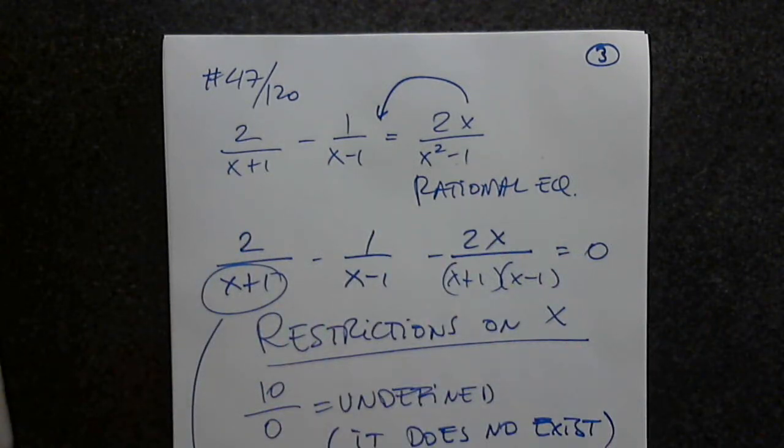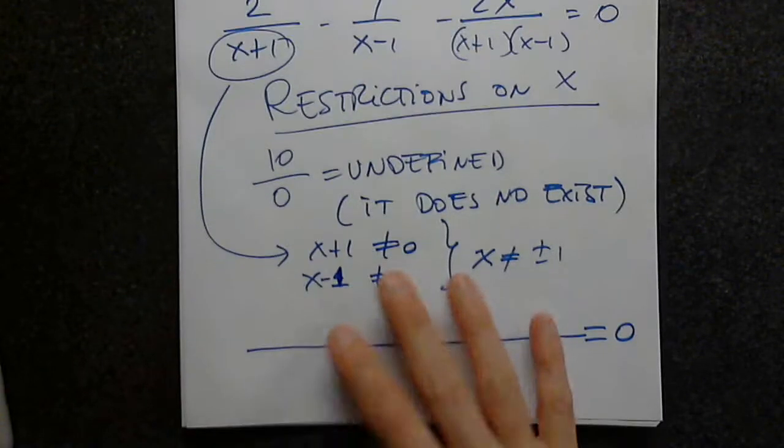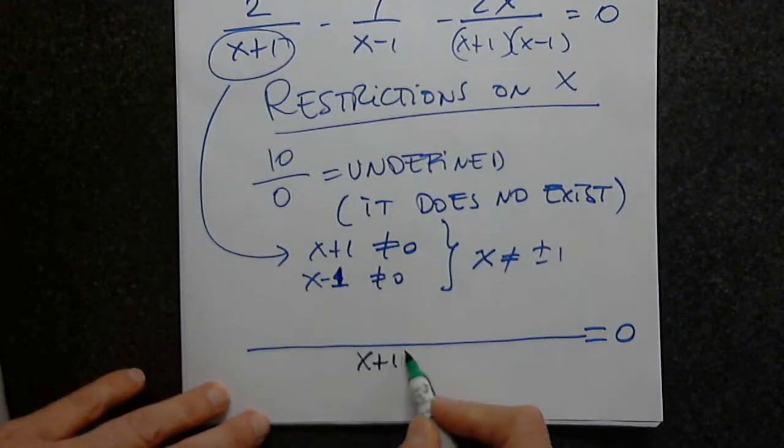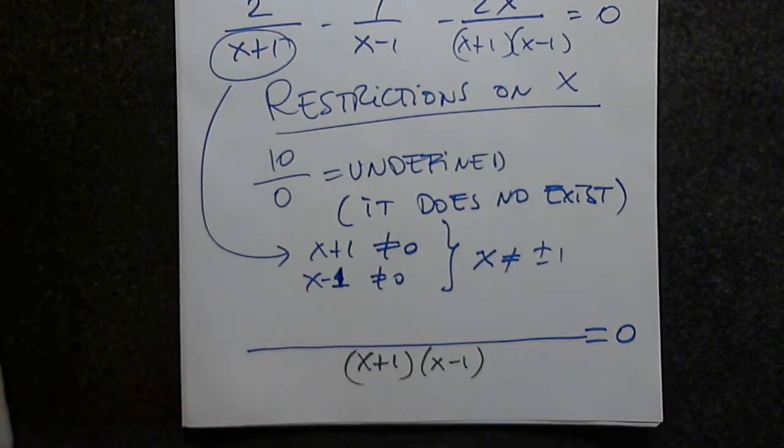Of course, there are 2 different factors. Both factors have to be in the least common denominator. If I have 5 different factors, all 5 factors have to be in the least common denominator. So there are 2 different factors, and they are x plus 1 and x minus 1. Very good. Perfect.